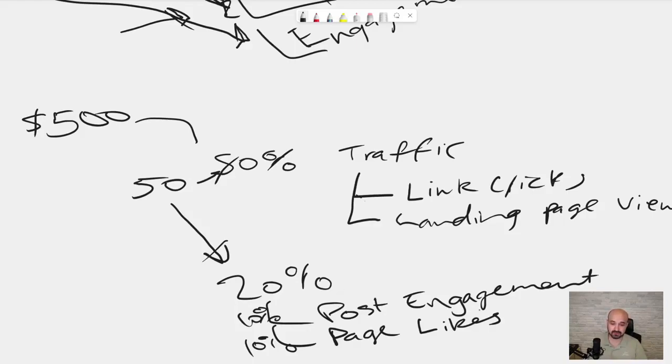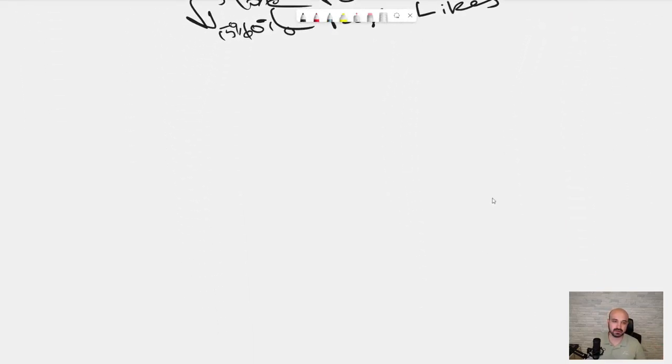Potentially, if you're a newer brand or newer page, you probably want to go heavier on the page likes, so maybe a 15 and a 5 split. And that will help bring the amount of people to your page. And why is the people on your page so important?